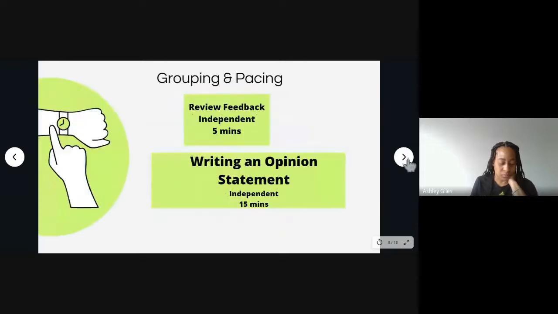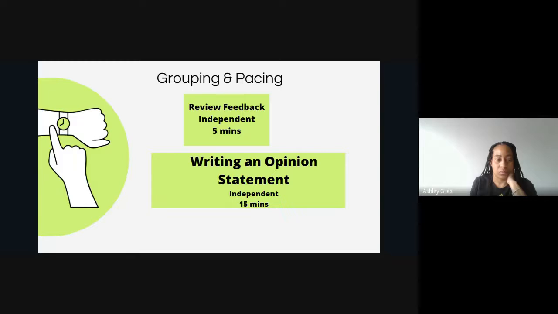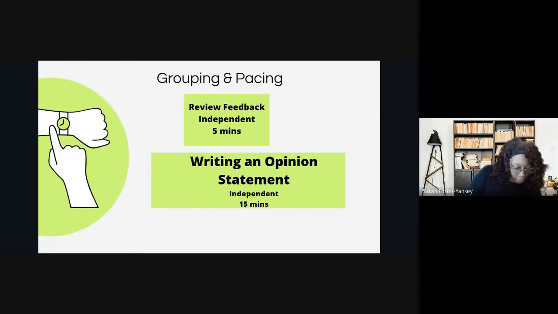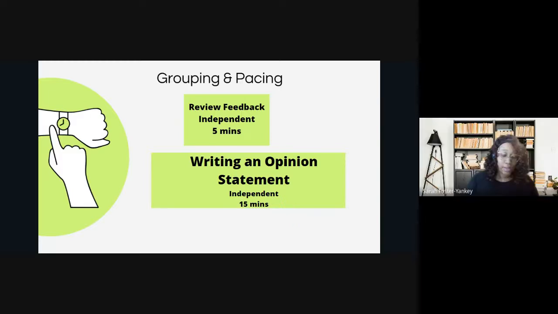Okay, so we have two parts of our writing lesson. For the first part, students review feedback from the writer's journal page that they did in the previous lesson. For about 5 minutes, they're going to be reading the feedback that they received from the teacher to themselves. The teacher is asking them to think about how they can use that feedback as they write today, and allowing them the opportunity to ask any questions that they want to ask about the feedback that they received.